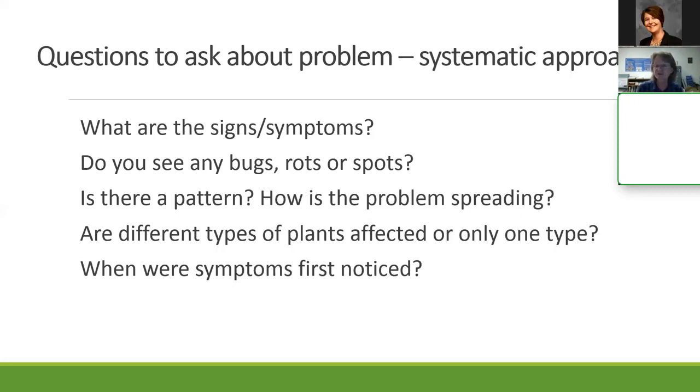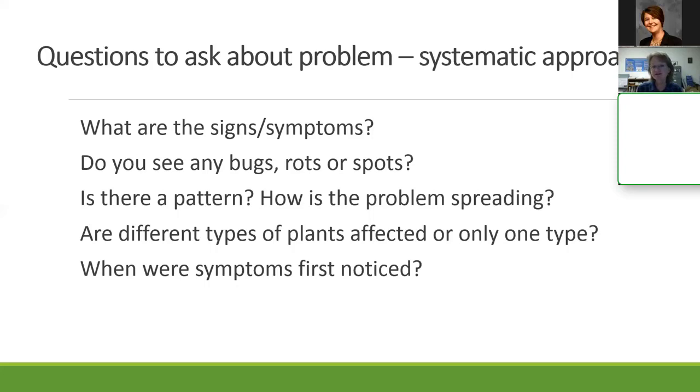If there's many different types of plants affected in a landscape, most likely it's not a biotic. It's not a disease or insect. It's more likely to be abiotic, and more likely to be environmental, possibly mechanical. Because most of our diseases and insects are what we refer to as being host specific, so what will infect one type of plant will not infect another type of plant.